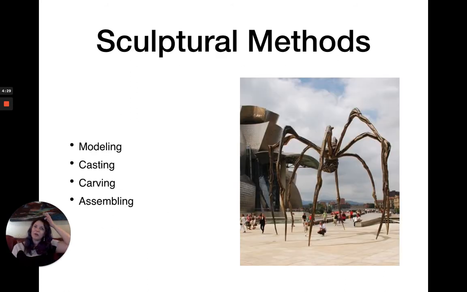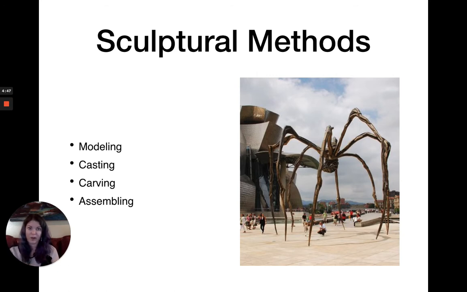Okay, so now we're going to go into the different sculptural methods, or how we make these sculptures, which is kind of going back to what we were doing, talking about printmaking, talking about painting, that kind of thing. So our basic four categories are modeling, casting, carving, and assembling, okay?